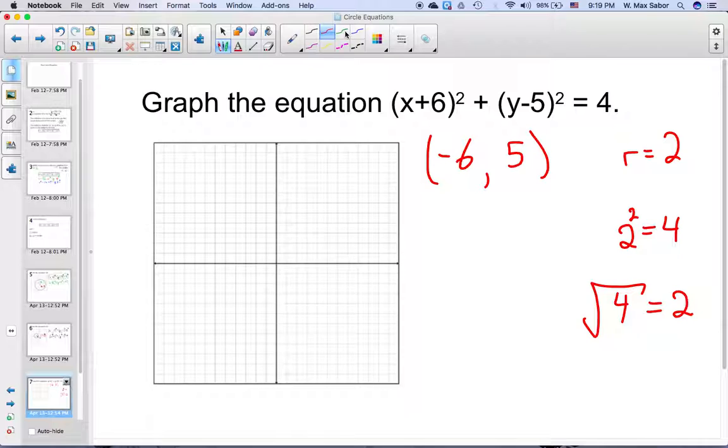All right, so let's find negative 6, 5. Negative 6: 1, 2, 3, 4, 5, 6, then 1, 2, 3, 4, 5. There is my center. And now the radius is 2, so I'm going to go out 2 from there. I have this handy tool to draw my circles prettily. And that will be my circle.